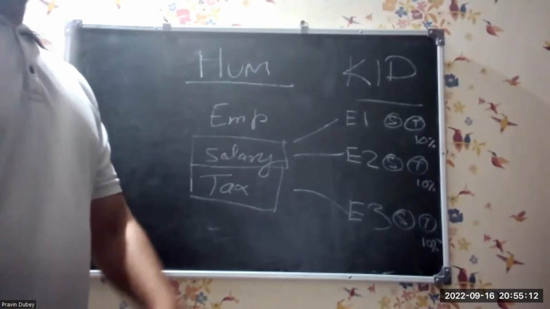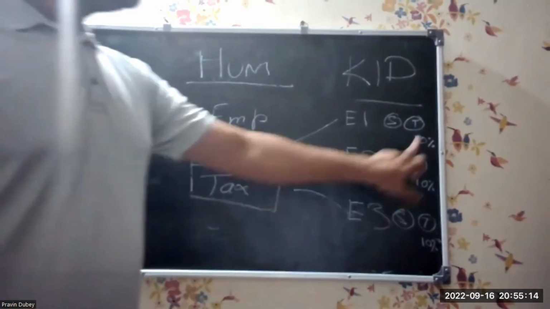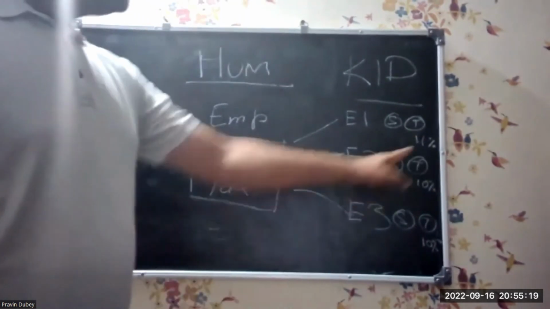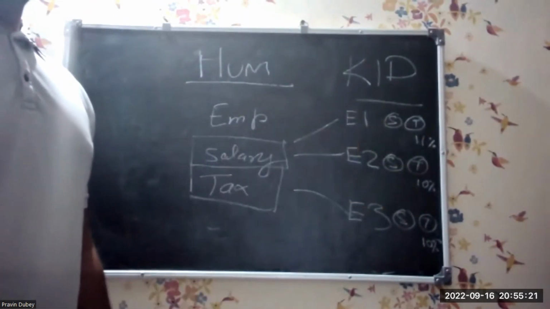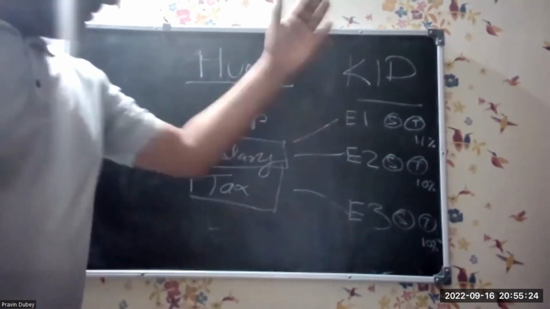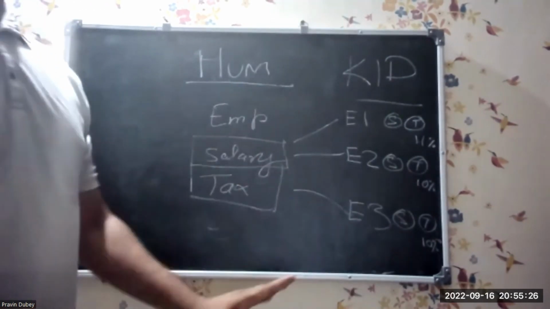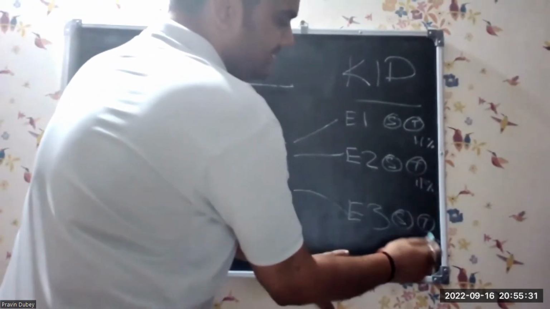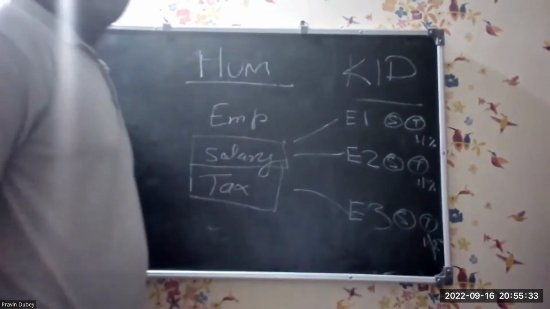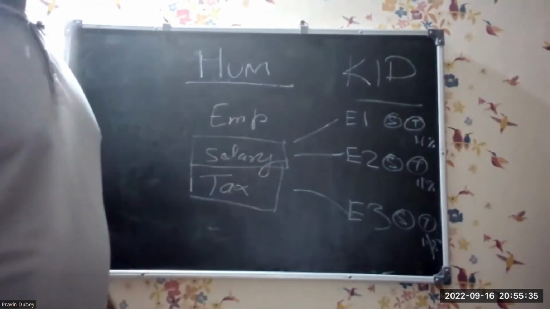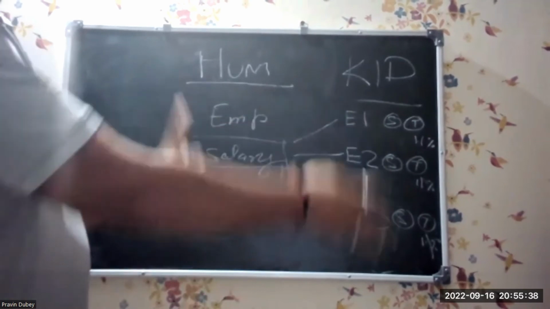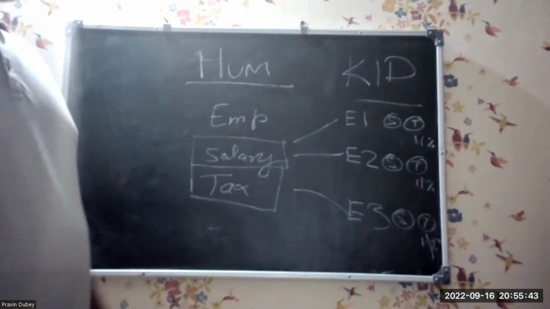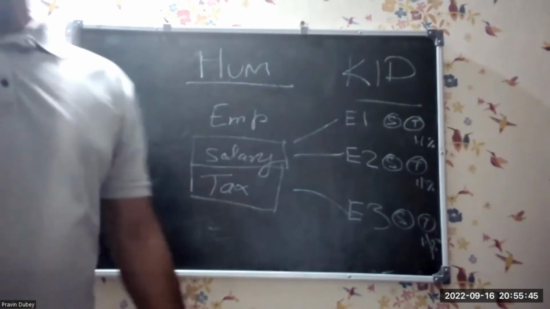Now tomorrow there is a new rule passed and the tax percent is changed from 10 to 11. Will it only impact employee 1? No, it's applicable to all. As I said in the beginning, it is applicable to all. So this will be 11, this will be 11. Now, do you see any problem in this code or in this theory or in this concept? Anyone? Any problem? What is the problem?